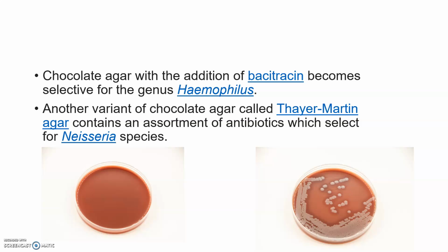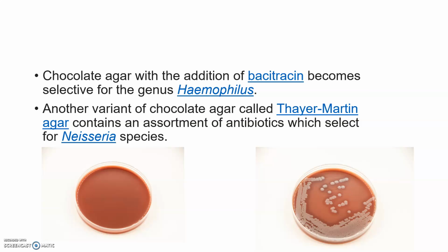Another variant of this chocolate agar is called Thayer-Martin agar. It contains extra ingredients such as an assortment of antibiotics. So it helps in the selective growth of Neisseria species, and because of the presence of antibiotics, it inhibits the growth of other unwanted bacteria. Only Neisseria species are promoted. That's why we add antibiotics to make that medium more selective. So it is a variant of chocolate agar.